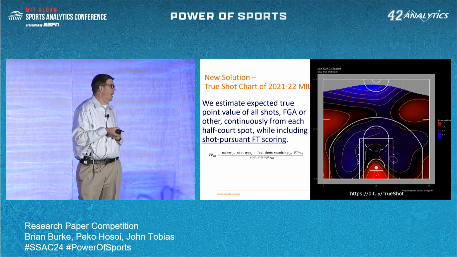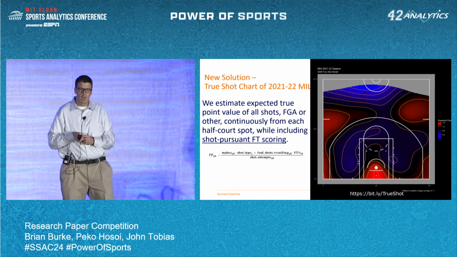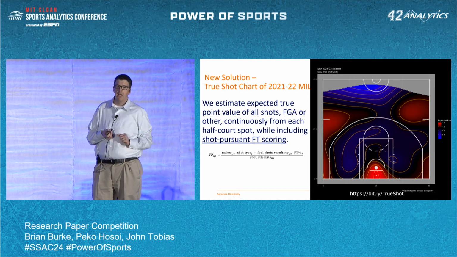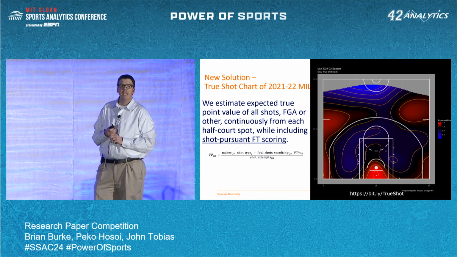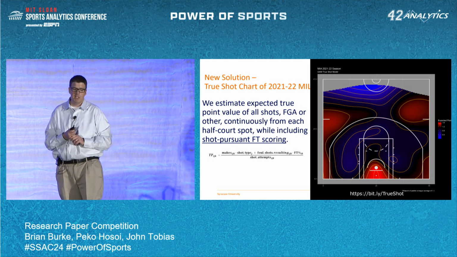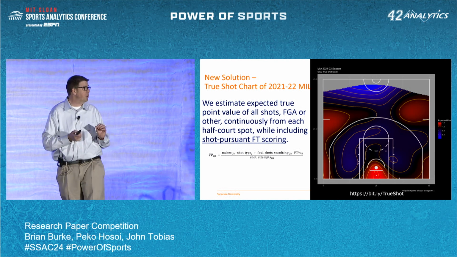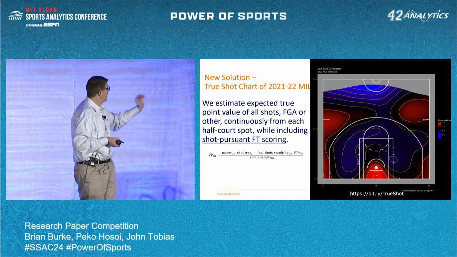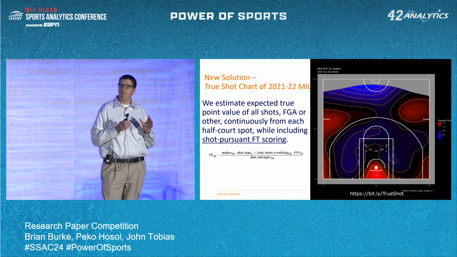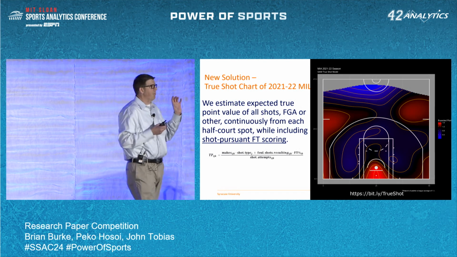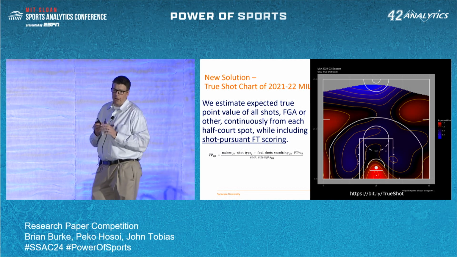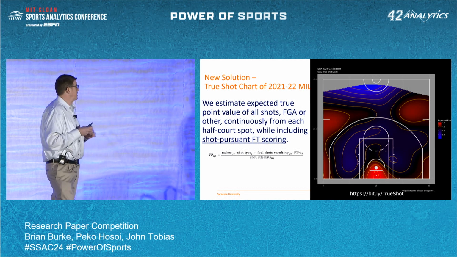Here is our shot chart. So notice it is continuous. And we are estimating expected true point value of all shots, field goal attempts or not, continuously from each half-court spot, while including shot pursuant free throw scoring. We also have a Bitly link where you can interact with the dashboard, where you can compare player to player and team to team. And this was created by our student, Nicholas Kamimoto.